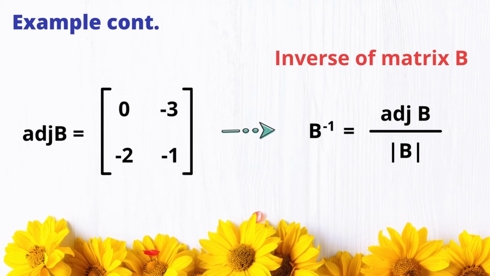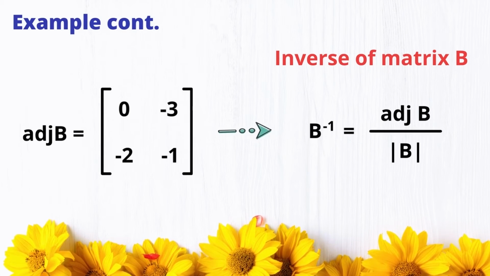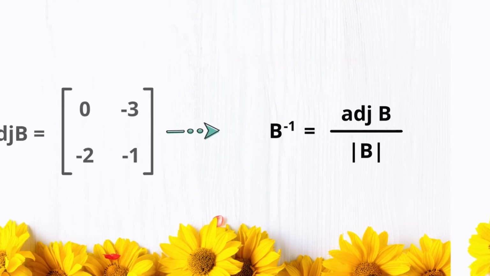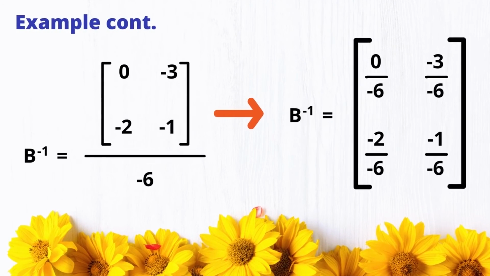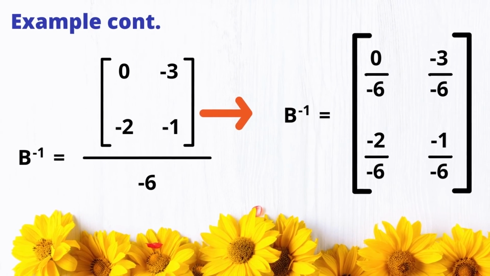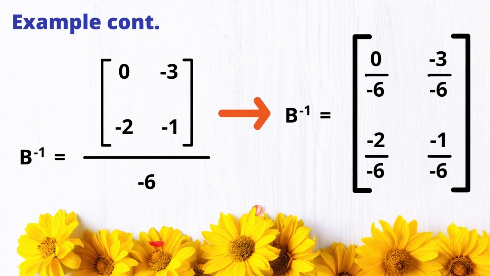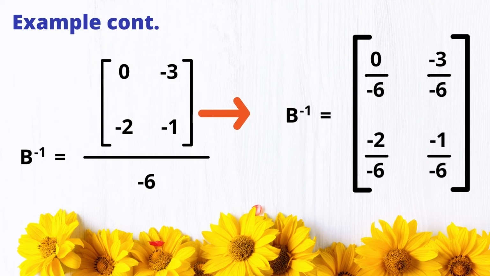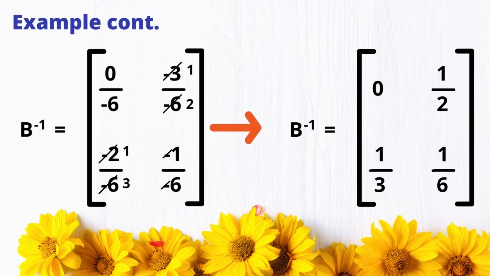Now, when we have the values of both the determinant and adjoint, we will put these values in the inverse formula. Formula is given here. As you can see that after putting the values in the formula, we will get the adjoint B matrix in the numerator, and -6 in the denominator, which is the determinant of matrix B. Then we will divide each element of the matrix given in the numerator by the determinant. After cancelling out the values, we will get the matrix of B inverse.